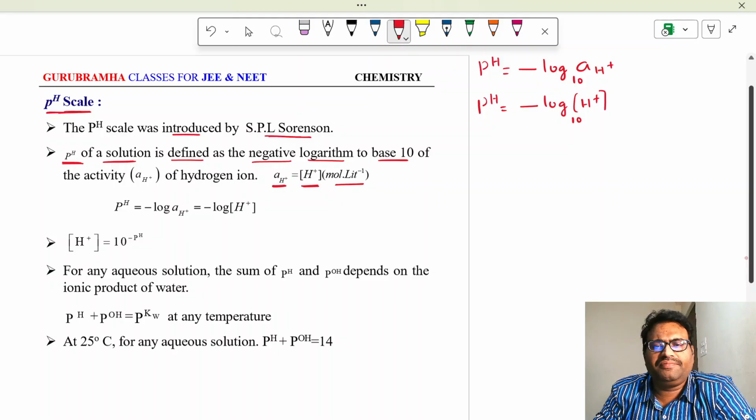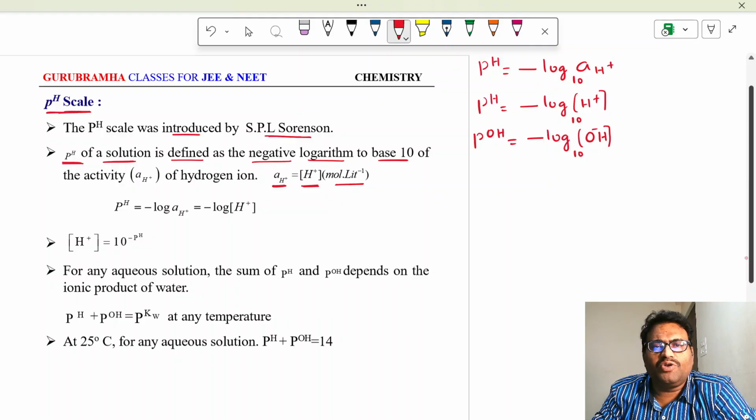And pOH also you can write. pOH can also be represented mathematically as minus log OH minus ion concentration, base 10, or activity of OH minus ion.